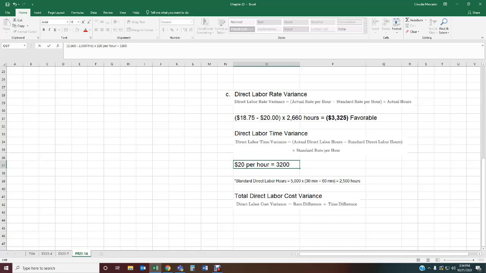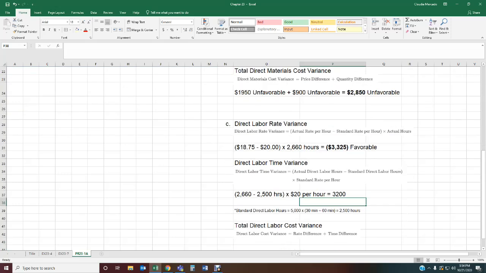Now, is that direct labor time variance positive or negative? The number is positive. So is that a favorable or unfavorable variance? Well, I know that we actually used up 2,660 hours when our standard rate was 2,500 hours. So we were anticipating investing 2,500 hours. We ended up investing more. We ended up using 2,660. So we used up more than what we had anticipated.